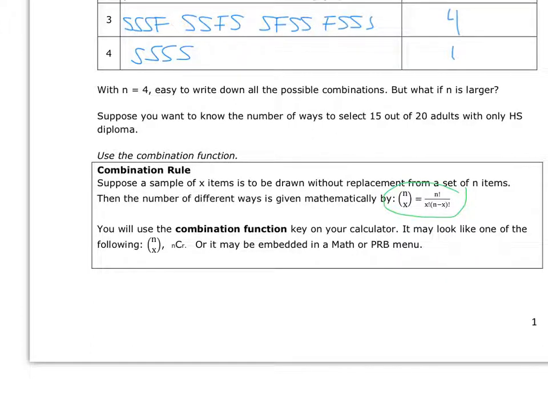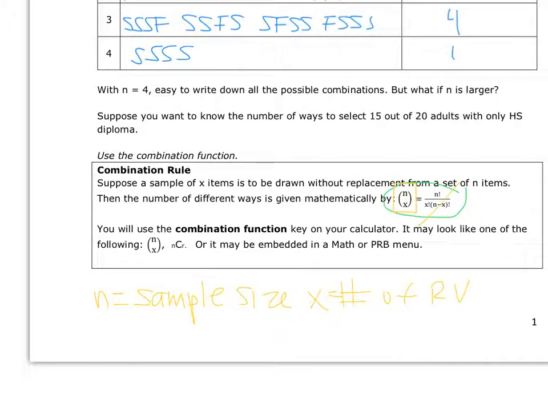And just being able to understand what that means. We're not actually going to use this function. We're going to use a calculator or an online tool. But this combination function is saying n is the sample size and the x is the number of the random variable.